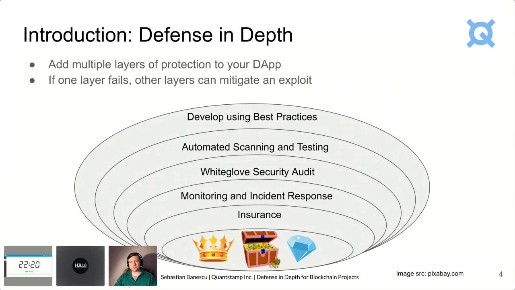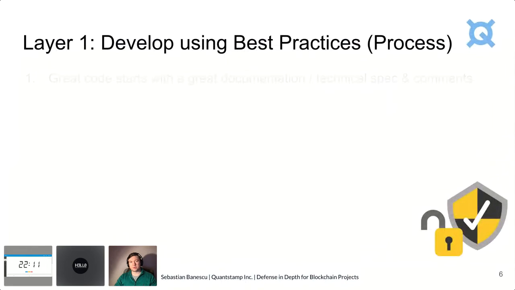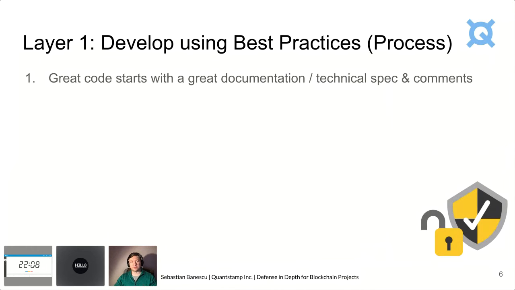And we're going to go through each of these layers in more detail, starting with the development best practices. So here on this slide, we're going to talk about the process. So how do you use best practices for your process? And there's another interesting saying in software engineering that great code starts with great documentation or great technical spec and code comments. And we've seen over the years a lot of really cool engineering masterpieces, which were very hard to audit because they lacked great documentation, right?